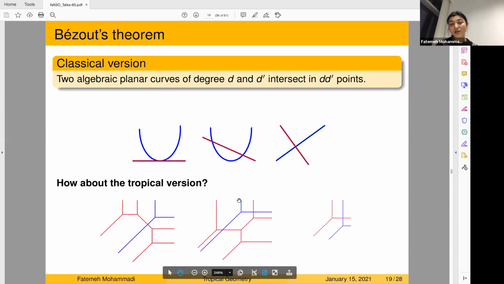So like in this picture, I have a tropical line drawn in blue, and I have this tropical curve of degree 2. And I see the degree because I can see the number of rays here, which is 2. And again, they intersect in 2 points. Okay, but I also see this third picture, which is a line and also a curve of degree 2, and I see that they intersect in only one point.